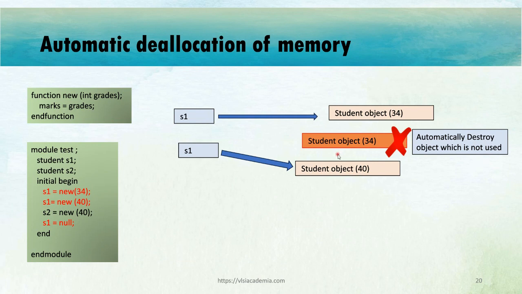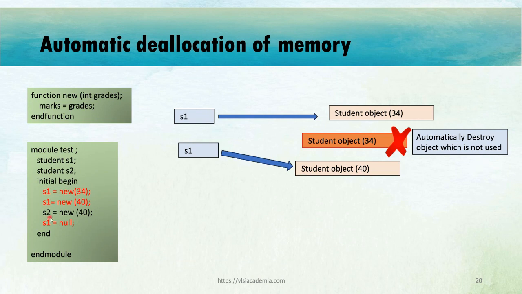What will happen to our previous object which was created using the previous new function? Since it is not at all used, it is not being pointed by a handle, it will be destructed. So SystemVerilog will automatically destroy this object since it is not used currently.